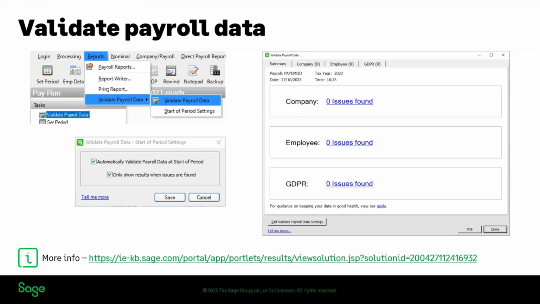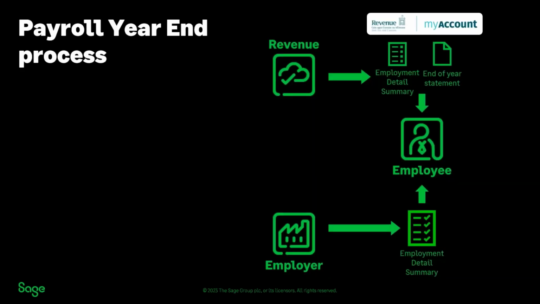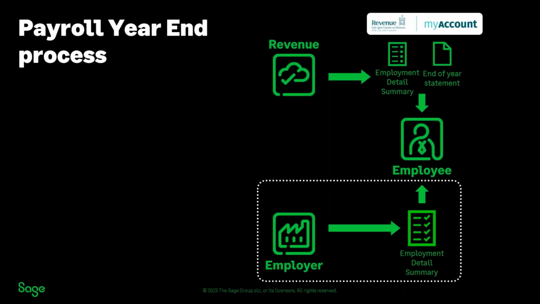So we've done a bit of reconciliation. We've validated the payroll data and we found no issues. It's now time to move on to the year-end process, much simplified these days. So remember, Revenue will take care of the official forms, the employment details summary and end of year statement. You as an employer have an optional task, and that is to produce the employment detail summary report.